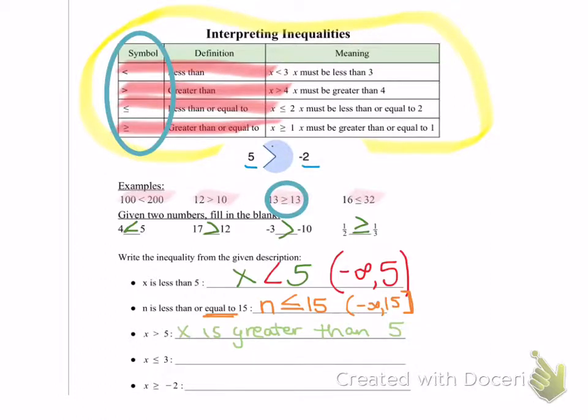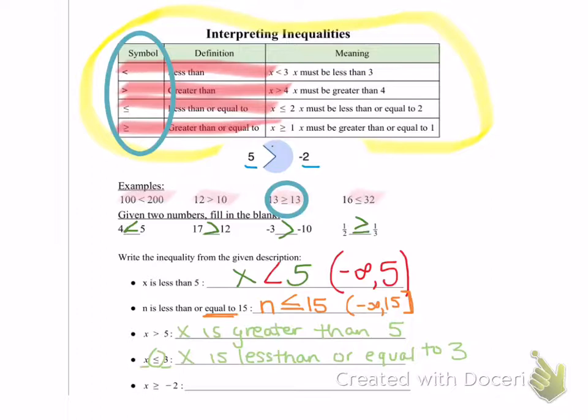My next one, I have x and I have 3, and you can see that the inequality sign is eating that 3, and it has a line under it. So x is less than or equal to 3. Because I have my x, I have my 3, and this is the less than or equal to symbol.